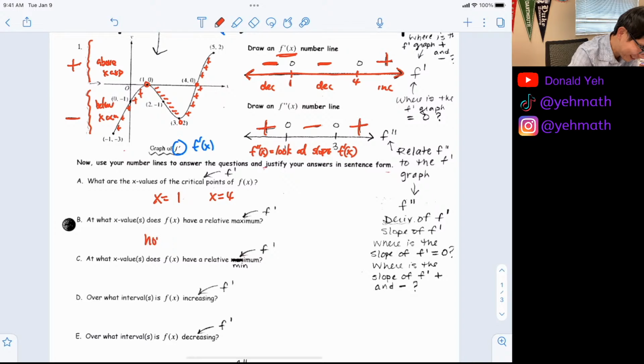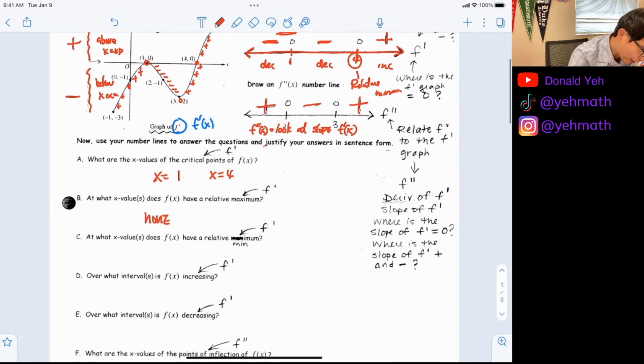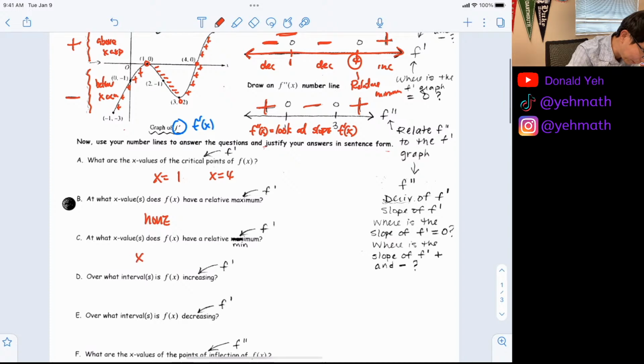The answer is none. The reason there's no maximum is that it did not have an increasing followed by a decreasing. It has decreasing, decreasing, increasing. So therefore, this is a relative minimum. It does not have a relative maximum. A relative maximum has to go from positive to negative. So the relative minimum is at x equal to 4.